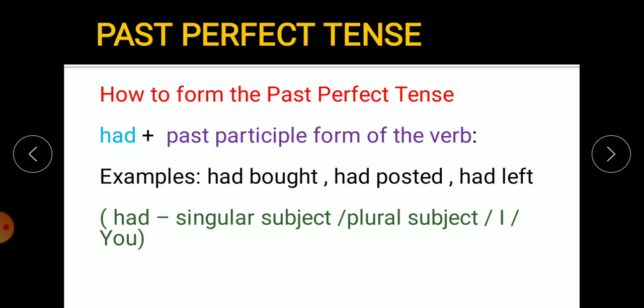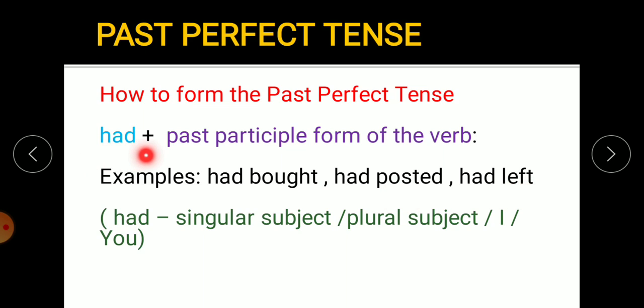Clear? Now coming to past perfect tense. Now children, you already know that past perfect tense is used for telling about an action that was completed before another action in the past. That means two actions are taking place and one action has already completed in the past before the other action, right? So if we are using past perfect tense, then in perfect tense we already use the third form of the verb, that is past participle form, and in past perfect the helping verb that we use is had, right? So had bought, had posted, had left.